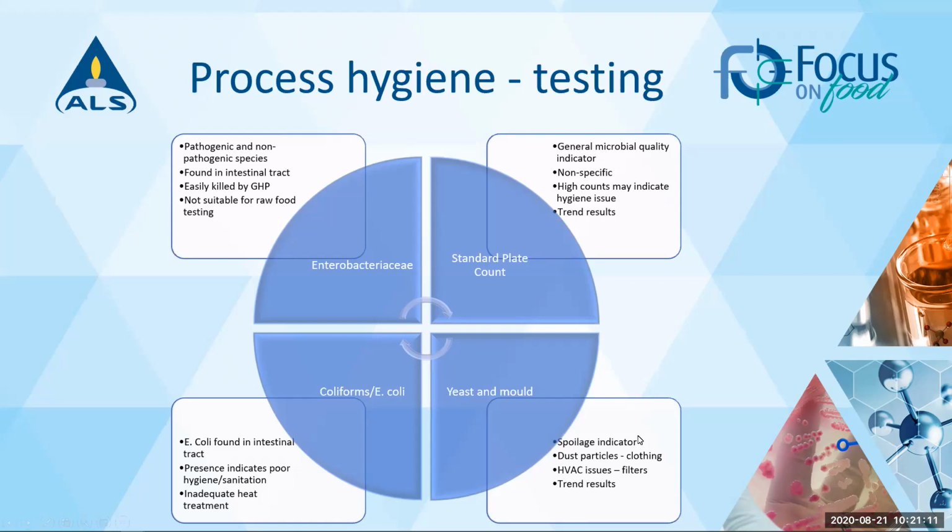E. coli, however, is found in the intestinal tract of warm-blooded animals and humans, and its presence is a clear indication of recent fecal contamination. Depending on the food being tested, it can be evidence of cross-contamination, poor sanitation, or an inadequate heat treatment.